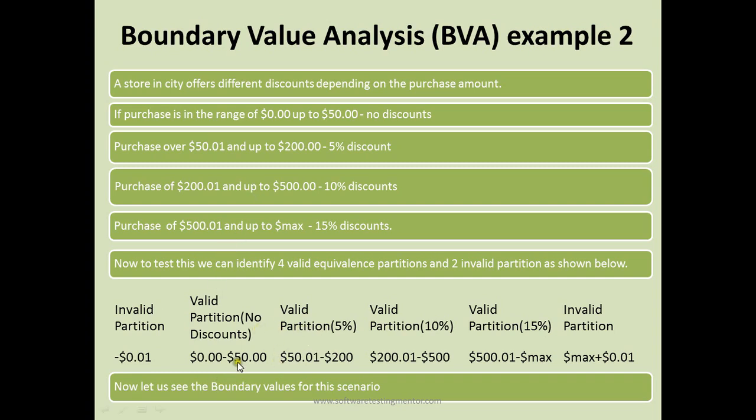For the first partition, the boundary values will be $0 and the maximum in this equivalence partition, $50. For the 5% partition, the boundary values will be 50.01, anything above this, and the other boundary value will be 200. Let's see what boundary values there will be for the 4 valid partitions and 2 invalid partitions in this case.